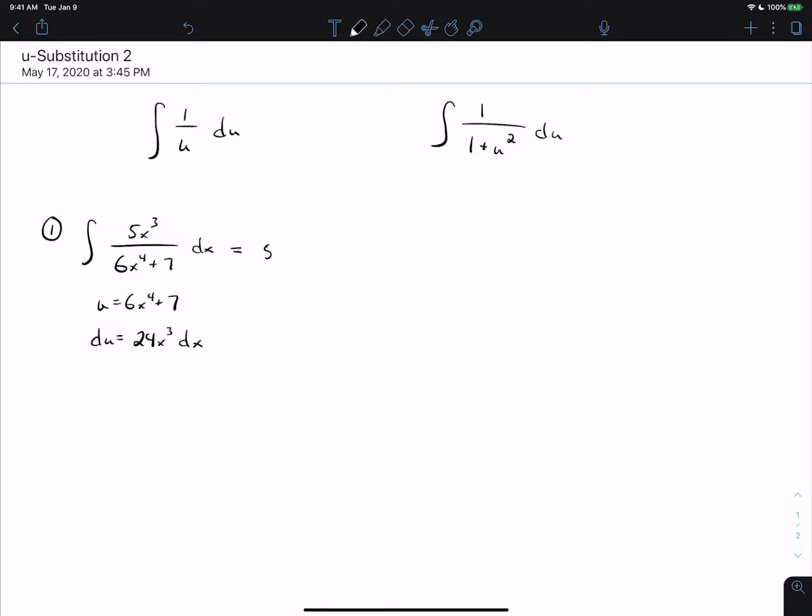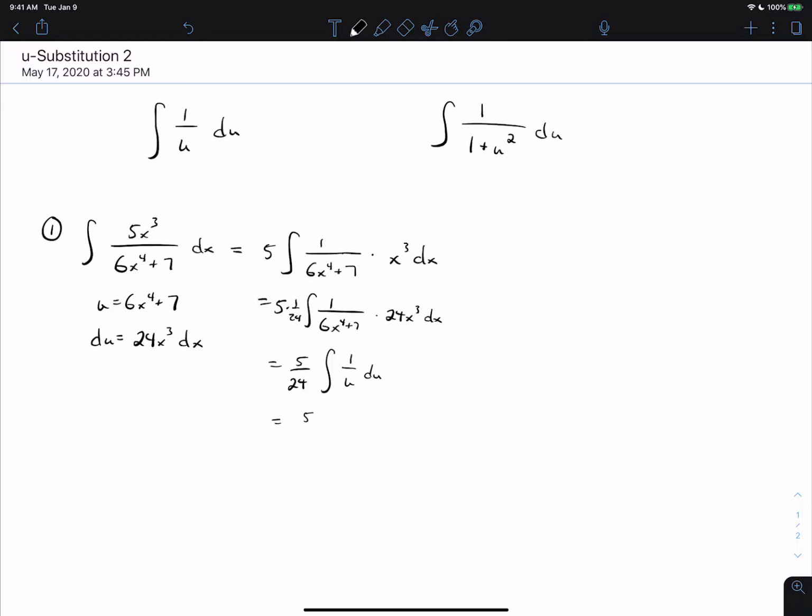So we can quickly pull the 5 out. We can rewrite the fraction as 1 over 6x to the 4th plus 7, and then we put the x cubed next to the dx. That gets us 5 integral, we're going to want to do 24 and 1 over 24. So we're going to do 5 times 1 over 24 times the integral 1 over 6x to the 4th plus 7, and then we put a 24 next to the x cubed. That gets us 5 over 24 integral 1 over u du.